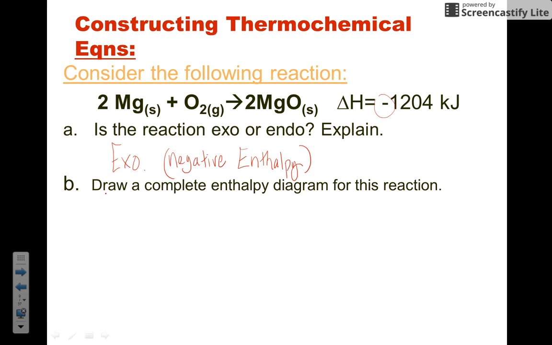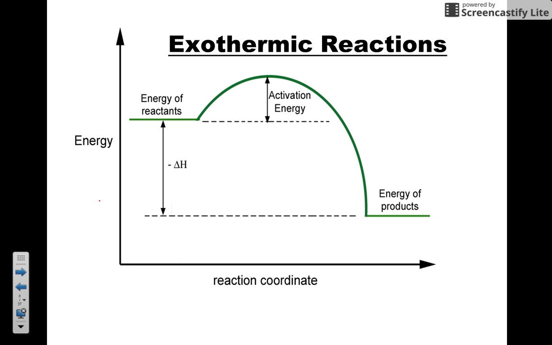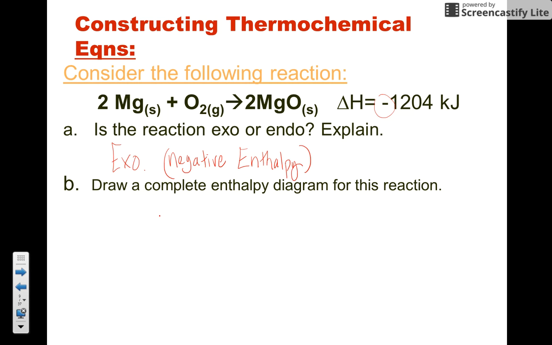Now, the next part of this says draw a complete enthalpy diagram for this reaction. So when you're drawing an enthalpy diagram, if you think back to the 2 graphs we just looked at, on the enthalpy diagrams you're not including the activation energy, but you have a line that represents the energy of your reactants and a line that represents the energy of your products. So what you want to do is draw, I'm going to try to make that as straight as I can, 2 lines that are parallel to each other on your graph. And so this represents energy increasing as you go up, and this just represents the reaction coordinate.